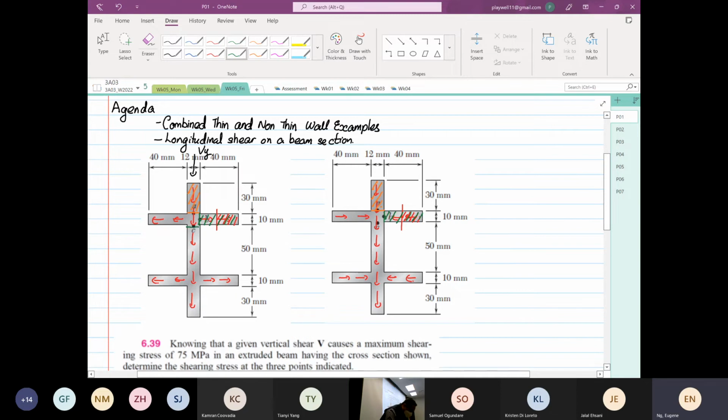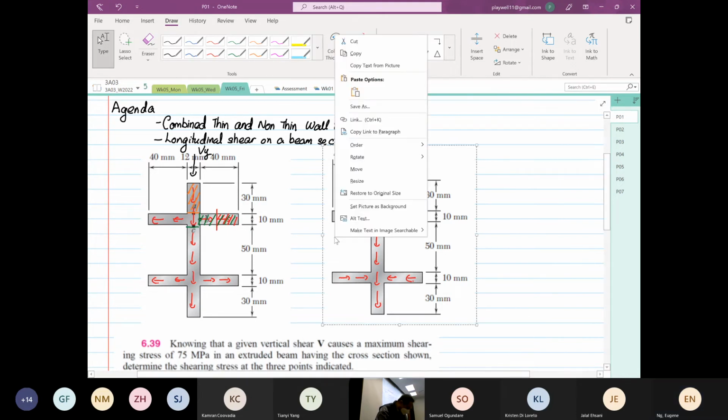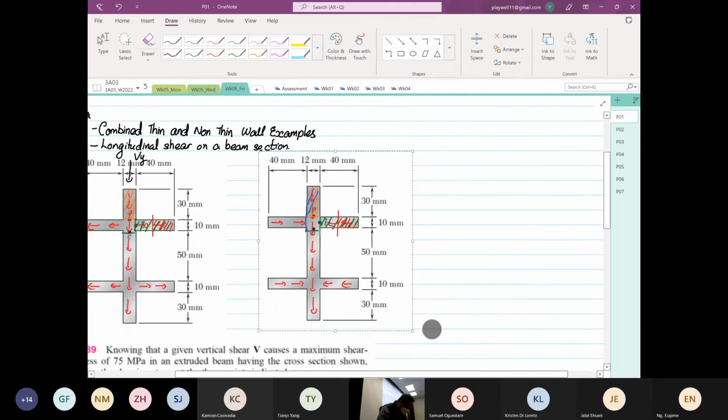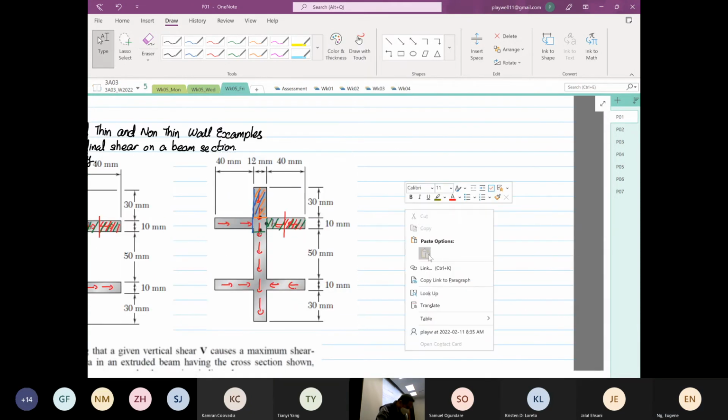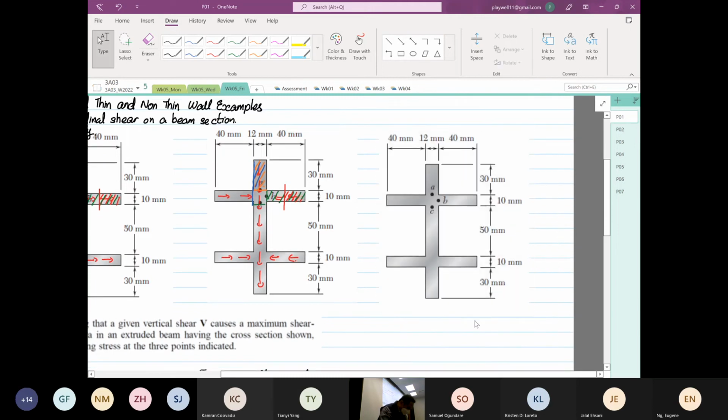How about if you want to look at point C? You take the whole area. If you want to look at point C, you have to take this whole section down here. So I'll divide it this way. This is the first moment of area we are going to look at.